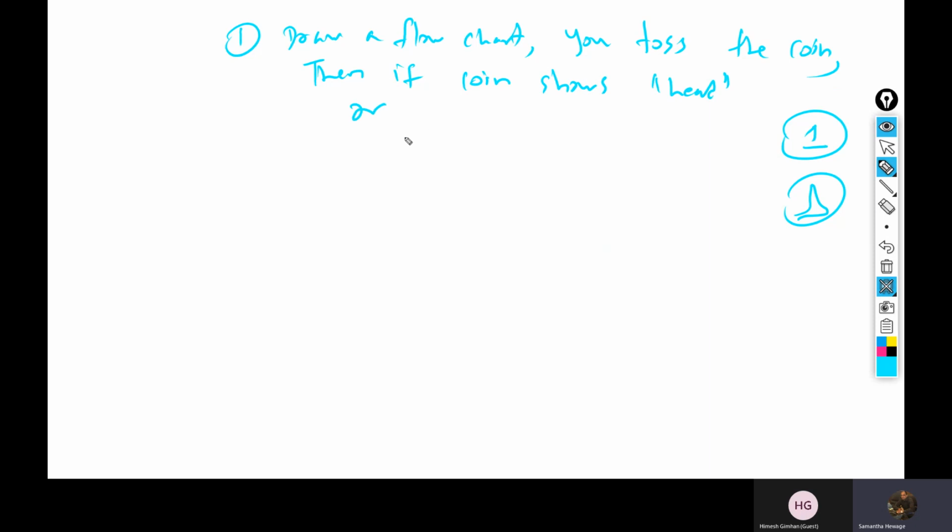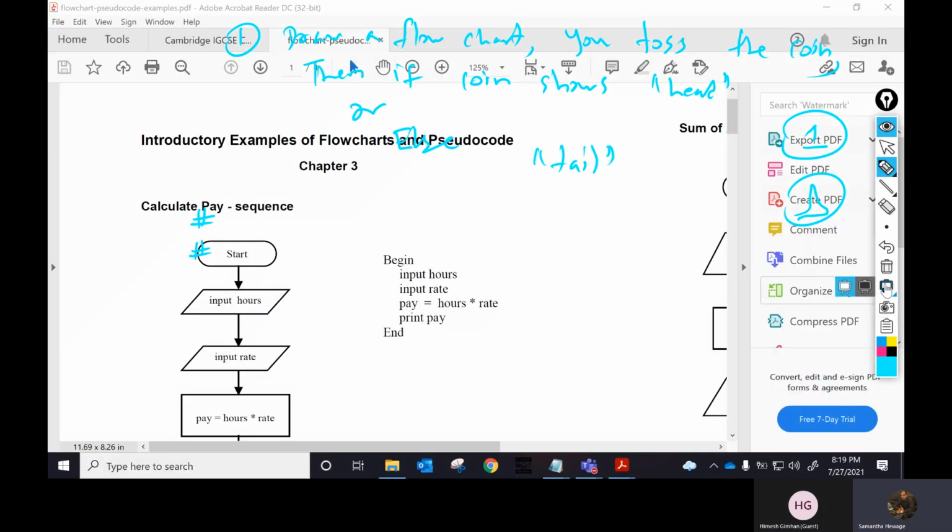Or else if we toss the coin, we get tail, right? So this is our very small program, a very small flowchart. Can you come up with the answer, Baba? I want you to draw a flowchart and pseudocode. Hurry up, I will give you 1 minute. You understand the question, right? Yes, sir. Great.